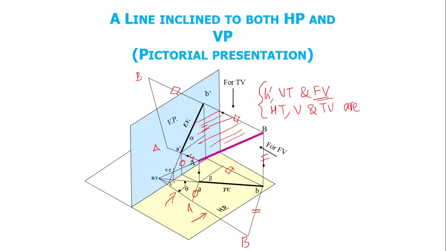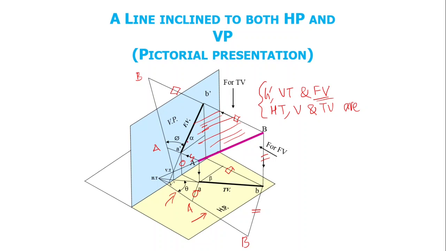By using that theorem, we can find out this VD by extending this true length and front view, then that meeting point will become VT. And this angle and that angle will become true inclination with VP. True inclination with VP means this angle.